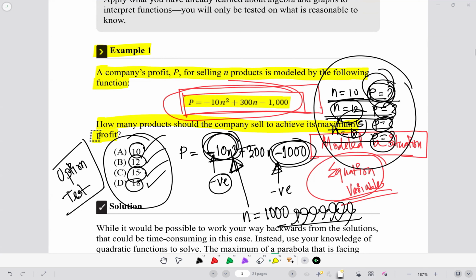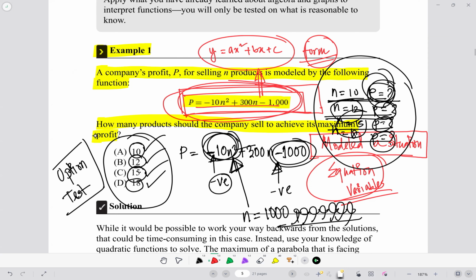This equation looks like y equals ax squared plus bx plus c, isn't it? Are you agreeing with me? Yeah, it's the same. The form of this equation, the p and n equation, I am talking about this equation. The formation is also similar.